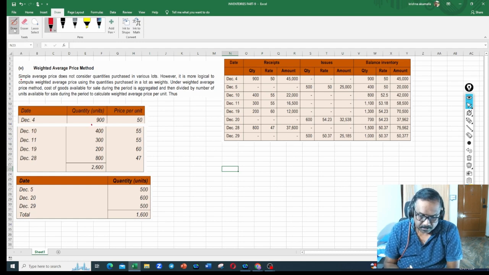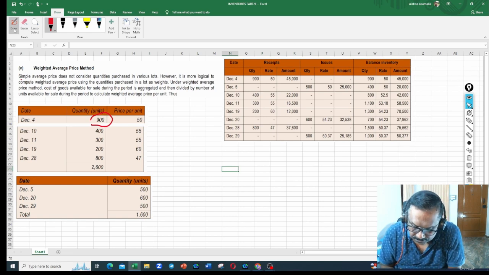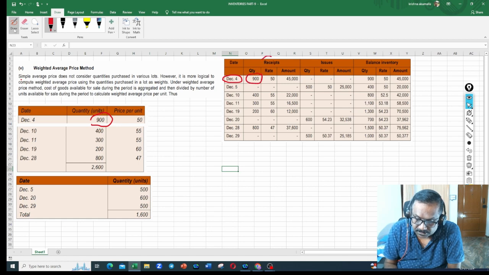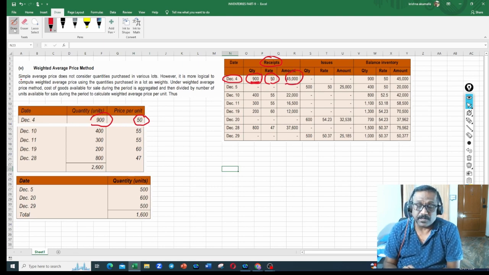First, what is it that we purchased? December 4th is the date you need to put. Then quantity, how much we purchased? This is the purchase block. In the purchase block, what quantity we purchased? 900 you need to put. At what rate we purchased? 50 rupees you need to put here. And then multiply 900 into 50, that is 45,000 rupees.